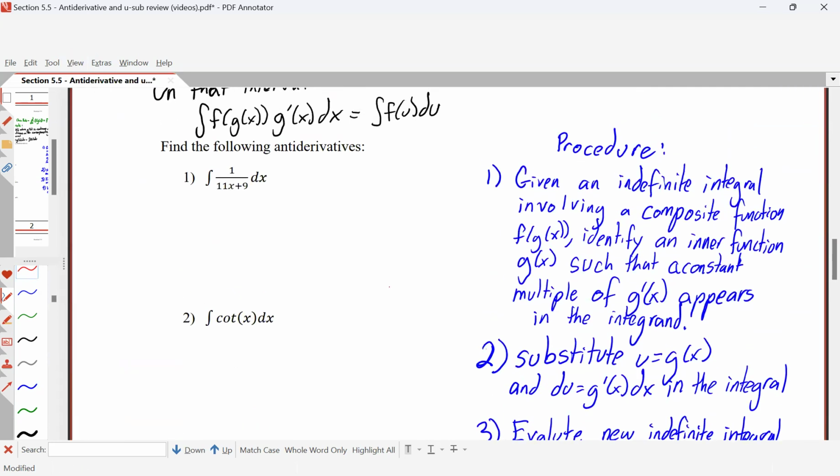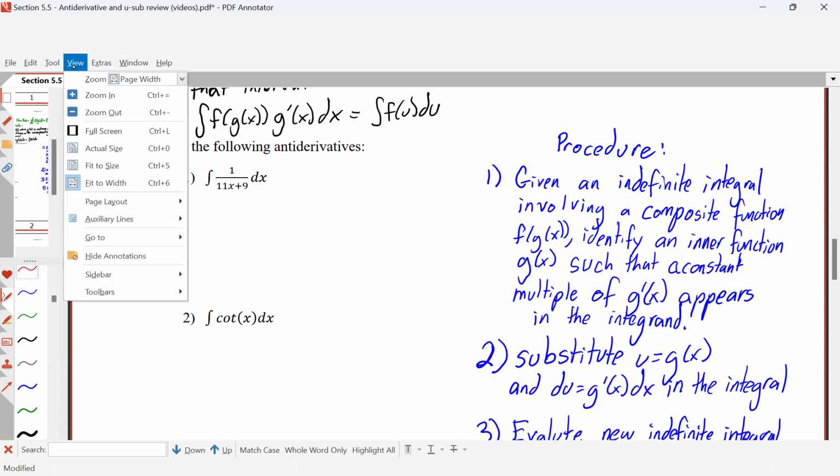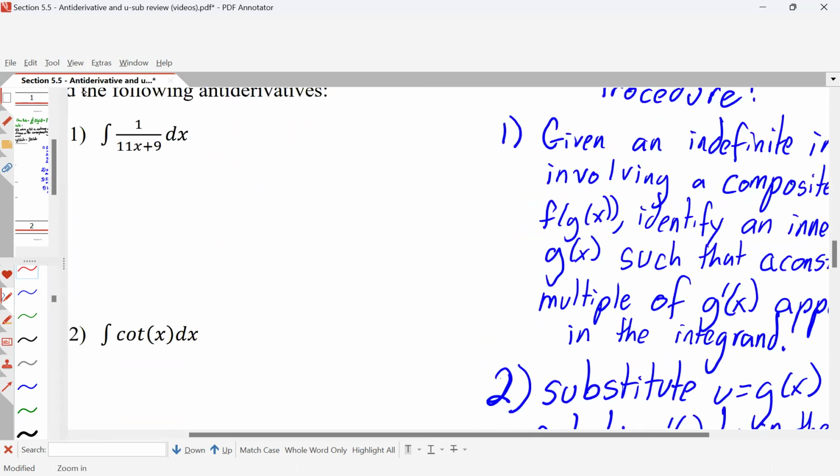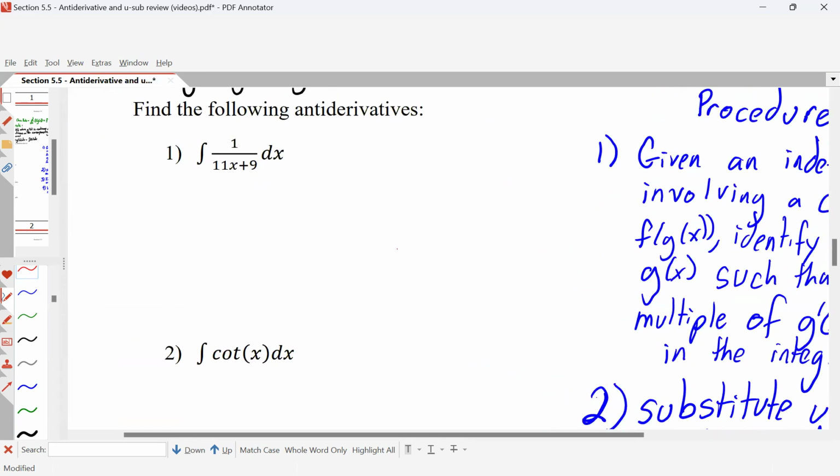So the first example we have is the integral of 1 over 11x plus 9. The first step is to identify what substitution we're making. There's not a lot of substitutions we could possibly make. There's a fraction going on, and a lot of times when there's a fraction, the denominator is a good place to start looking for our substitution.